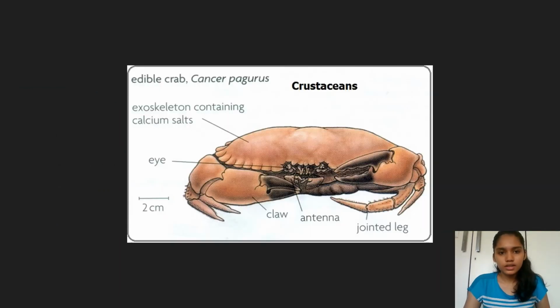This is an example. You can go through this. You can see there's a jointed leg here. The antennae, compound eyes, and the exoskeleton.